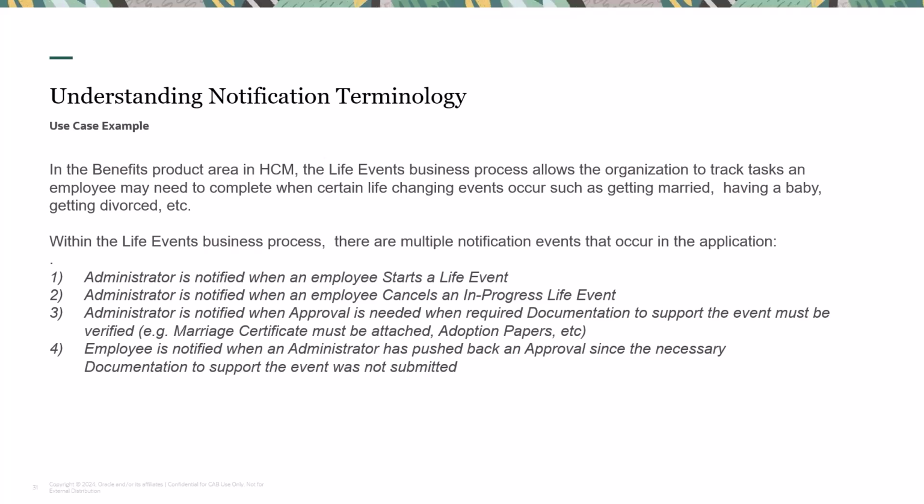So within the life events business process, there are multiple notification events that occur in the application. If the employee went in and entered a life event, the administrator is notified when an employee starts a life event, whether that's getting married, baby, etc. The administrator is notified when an employee cancels an in-progress life event.